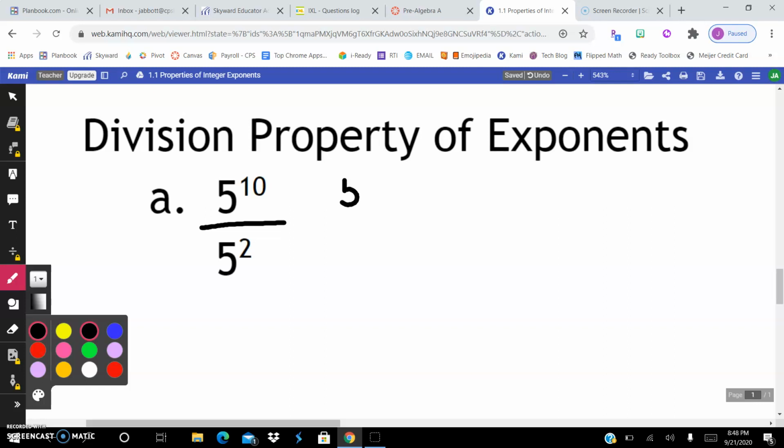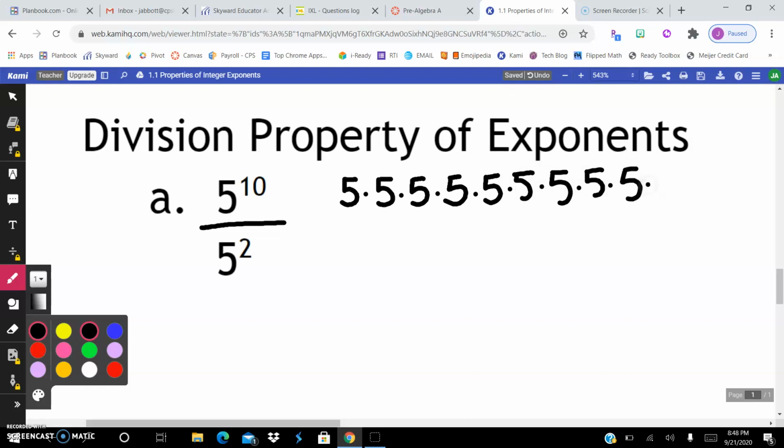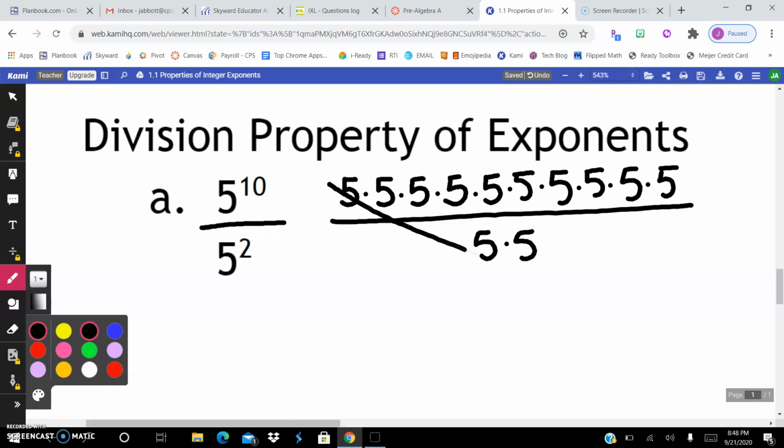I'm just going to show you why we subtract. 5 to the 10th power would mean that we have 10 5s out here. 7, 8, 9, and 10. And then 5 to the second at the bottom means 2 of them. What is 5 over 5? 5 divided by 5 is 1. What happens when we multiply by 1? Nothing changes. So basically, we can cancel out 5 and 5. That's where the subtraction comes in. How many are left over? There's 8 of them up there. So 5 to the 8th power is our answer.